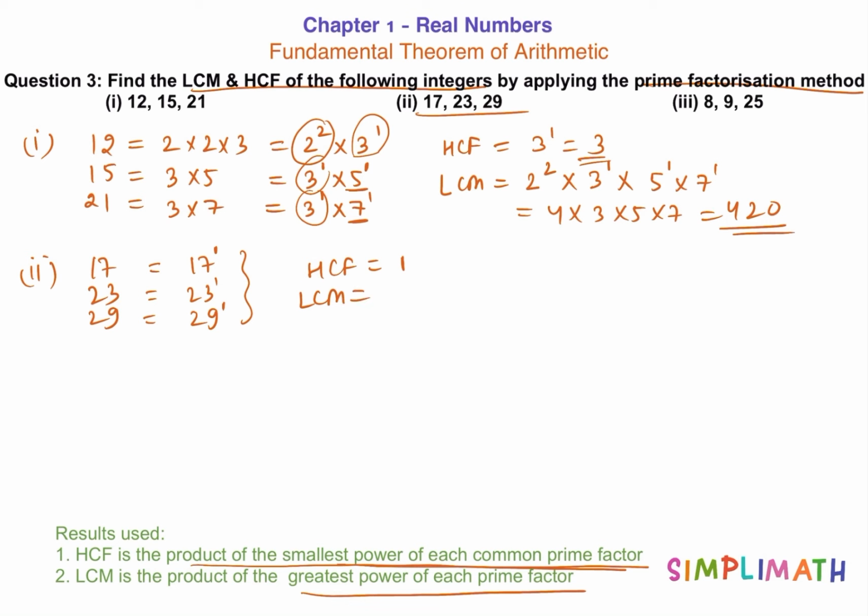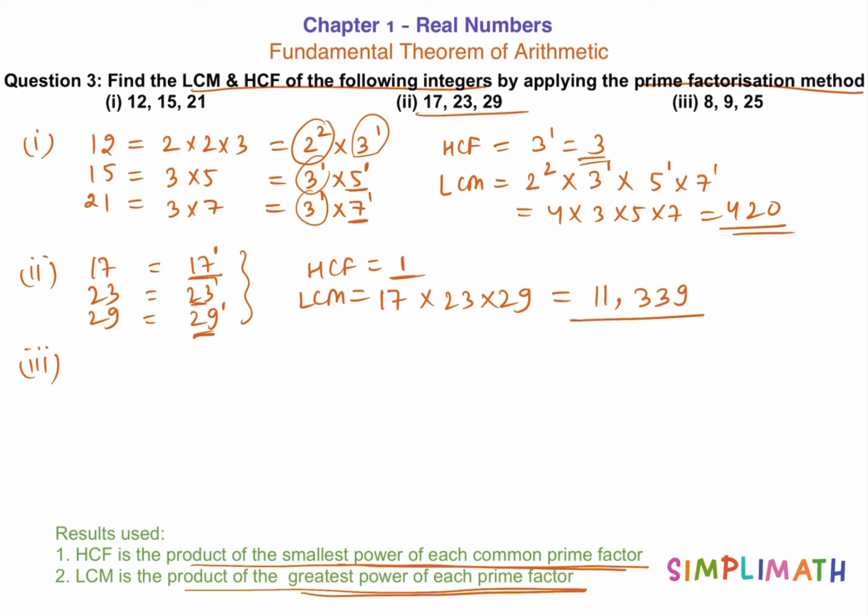Now coming to the LCM. LCM is the product of the greatest power of each prime factor. So 17 comes one time, 23 comes one time, and 29 comes one time, right? So if we multiply all the three numbers, we get 11,339. So this is the LCM and HCF is 1.